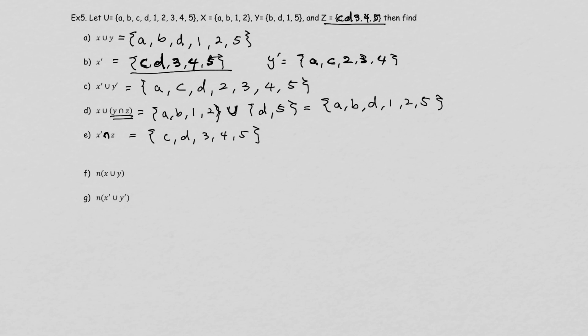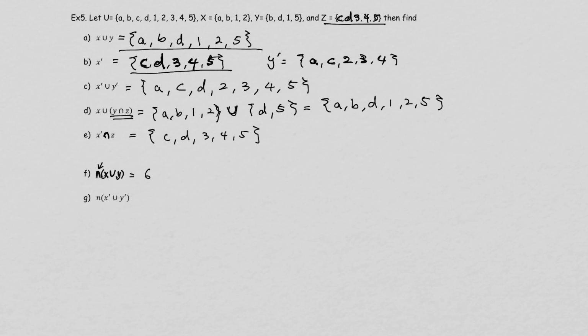Okay, next problem is a little different. You have N of X union Y. What is the N of X union Y? This means find the number of elements in X union Y. So you don't actually need to find what that set is. You need to find out how many elements there are, right? So X union Y is right here, and when you count the elements, it will be 1, 2, 3, 4, 5, 6. So the number of elements in X union Y is going to be 6.